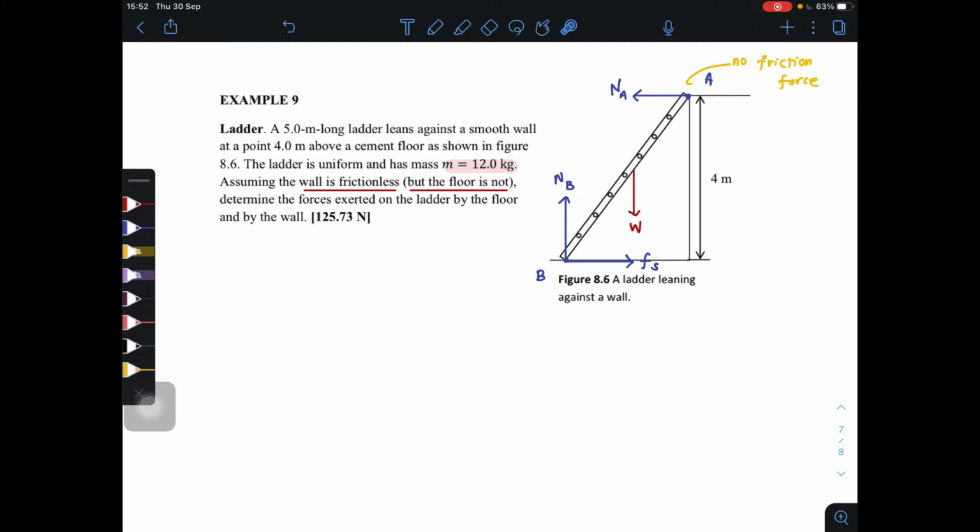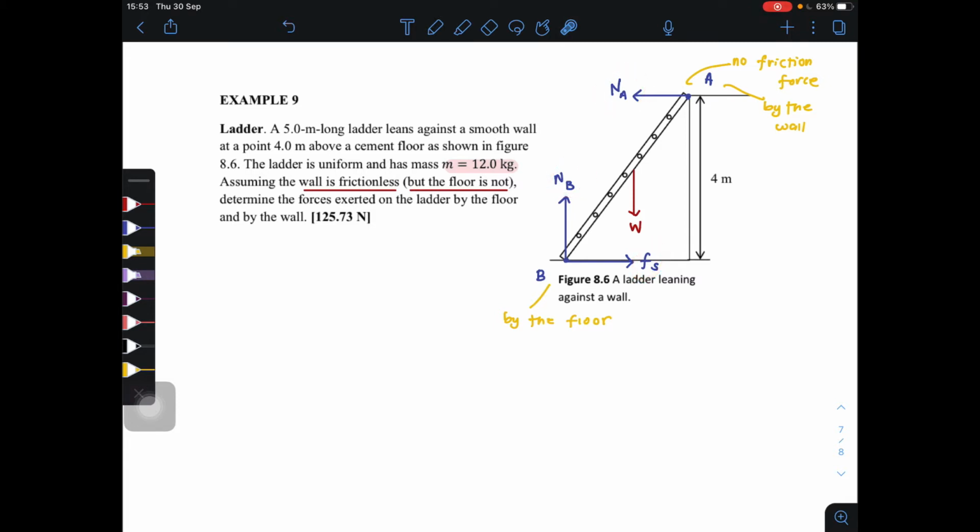Okay. So sekarang ni sebab dia minta forces exerted on the ladder by the floor and by the wall. Maksudnya kita mau cari force dekat point A dan point B. Di mana point A adalah by the floor. By the wall. So here by the wall. And then dekat sini by the floor. Maksudnya kita akan cari this value here. All of this value.